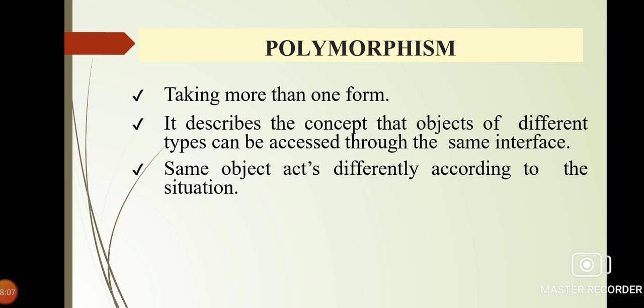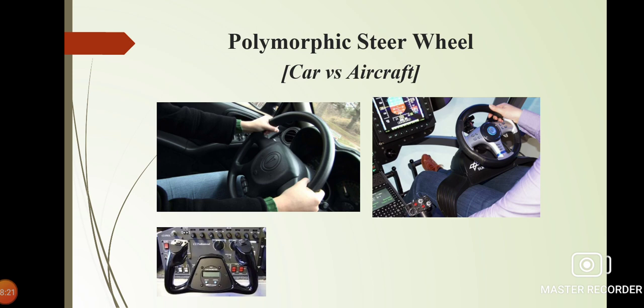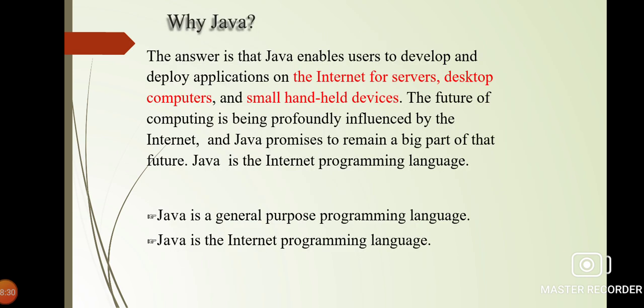Polymorphism means taking more than one form. It describes the concept that objects of different types can be accessed through the same interface. The same object acts differently according to the situation. Polymorphic steering wheel, car versus aircraft. What is the major difference between these two, car versus aircraft?